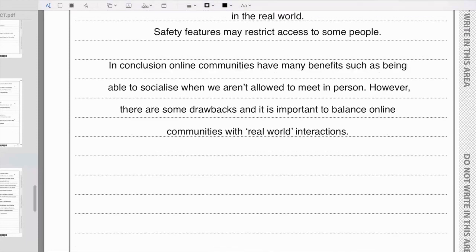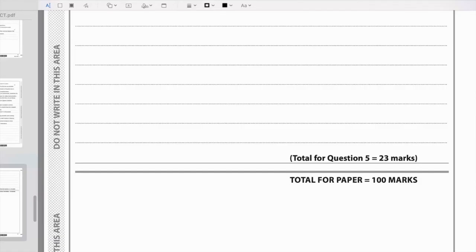So here's my conclusion. In conclusion, online communities have many benefits, such as being able to socialise when we aren't allowed to meet in person. However, there are some drawbacks. It's important to balance online communities with real-world interactions. Now, it's important that you write the conclusion and you do evaluate both sides of the argument there.